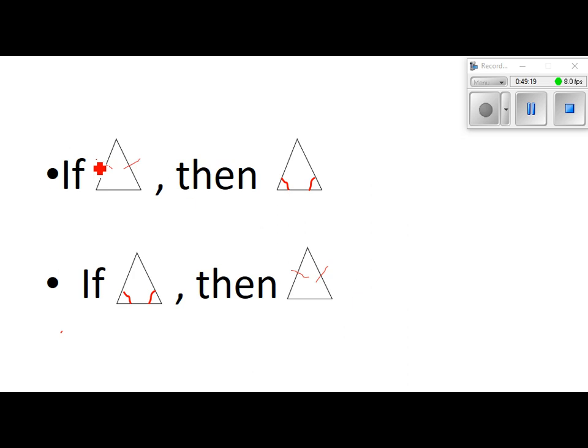Last thing, write that down. As you're writing that down, remember this is the isosceles triangle theorems. If two sides are congruent in a triangle, then the two angles opposite them have to be congruent. The other one, if two angles in a triangle are congruent, then the sides opposite those have to be congruent.